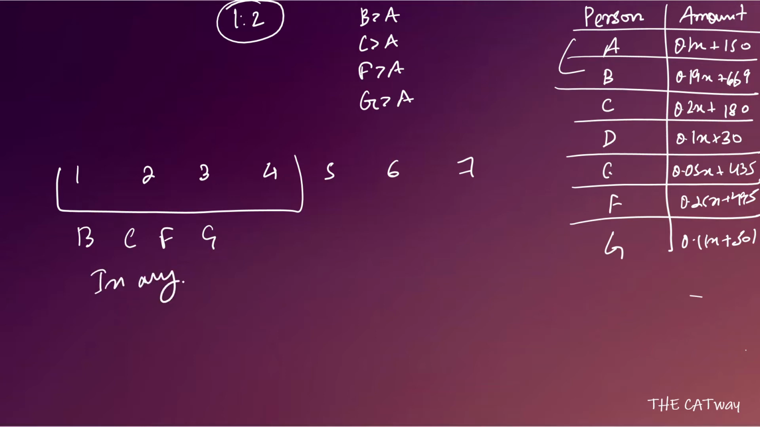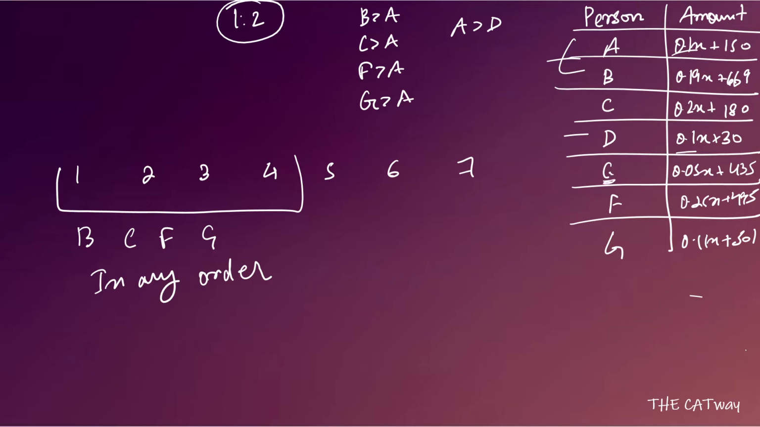Okay, in any order they are going to occupy. Now we are left with A, D and E. Between A and D, we are definite that A has more money than D. The reason is that they have equal money in terms of X, 0.1x. But in terms of actual money, D has 30 and A has 150, so A has more money than D. But there is E about whom we are not certain.